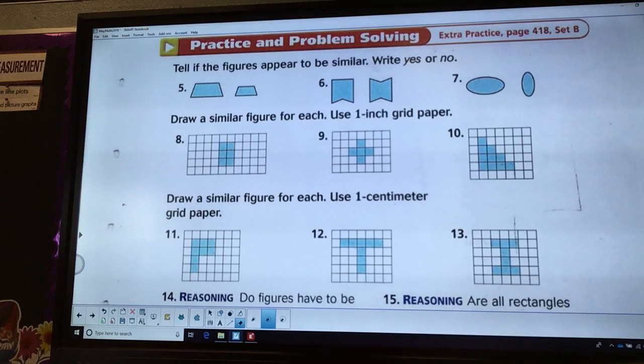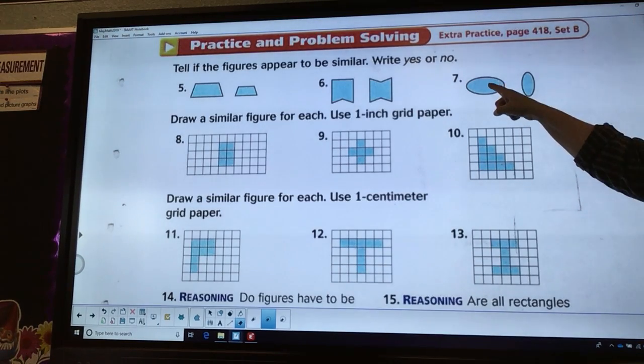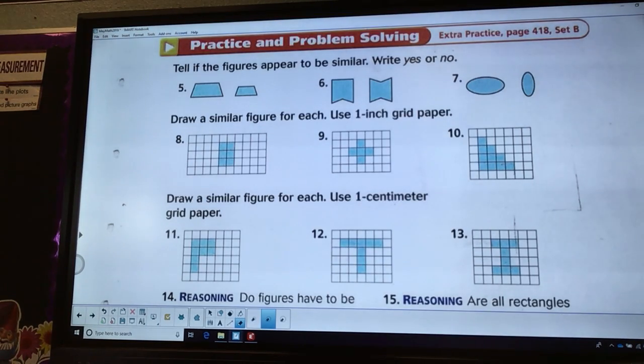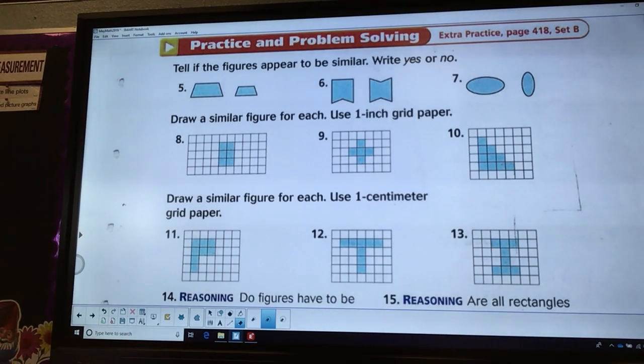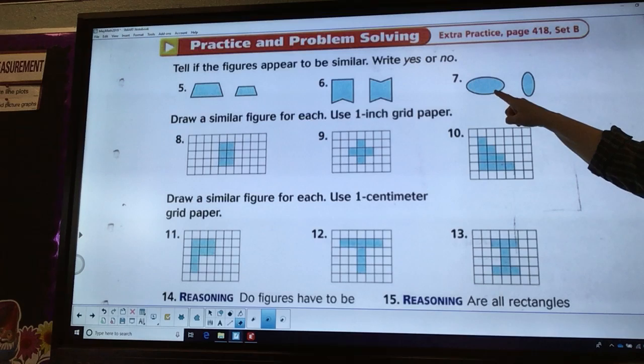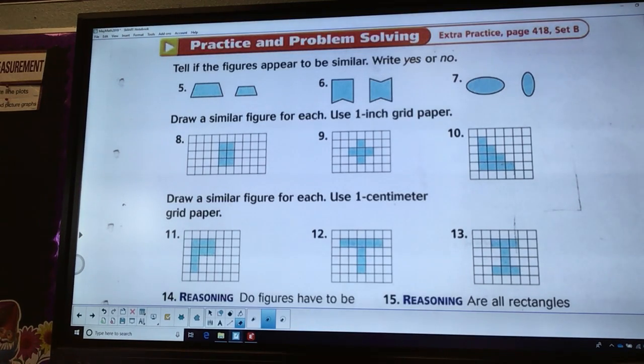Okay, number 7. We have 2 ovals, one sitting this way and the other one sitting that way. Now, those are exactly the same shape, but they're different sizes. This one's a little smaller than that one.